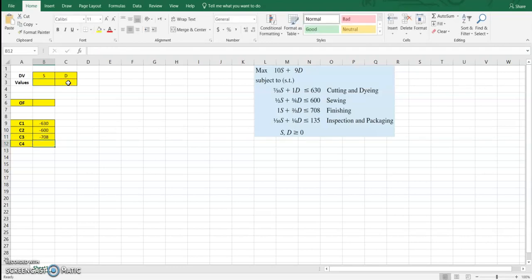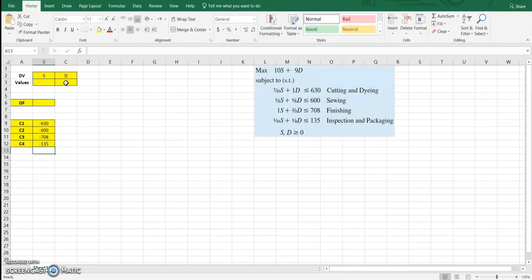And the last one, as you can see here, inspection and packaging, we model that one. I will introduce that one to the Excel as well. 1/10 times s plus 1/4 times d minus 135.